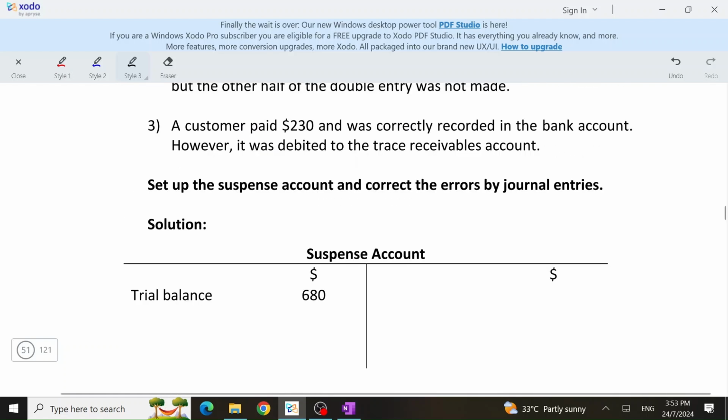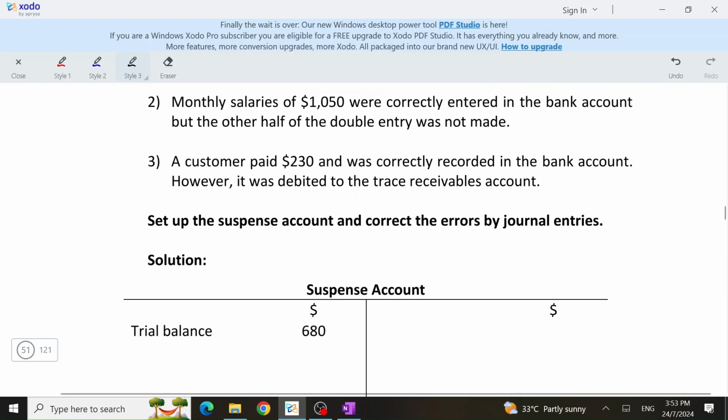Okay, right. Number 2, monthly salary 1050. Correctly entered in the bank account, but the other half of the double entry was not made. Now, this is an error of omission, but the omission doesn't happen for the whole transaction, only for one entry. Only one half was entered, the other half was not. Now, monthly salary for you is an expense.